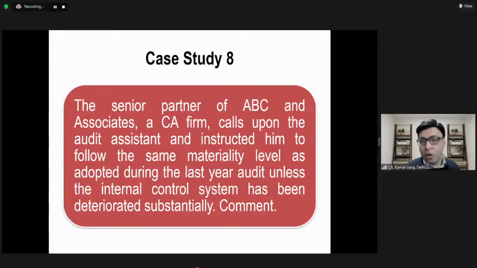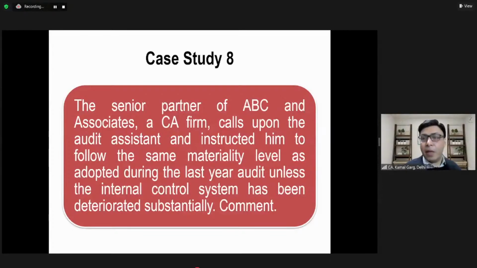Answer is no. I have to change my materiality level depending upon other circumstances also. For example, change in law. Earlier it was VAT, now it is GST. So again, I will revise my materiality. Earlier, Schedule 3 was different. Current year, Schedule 3 is amended. I will change my materiality. Earlier, definition of small company was different. Current year, definition of small company is different.